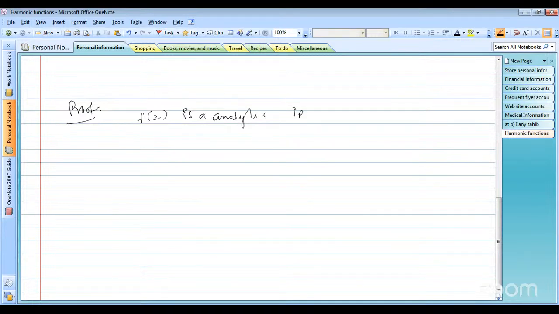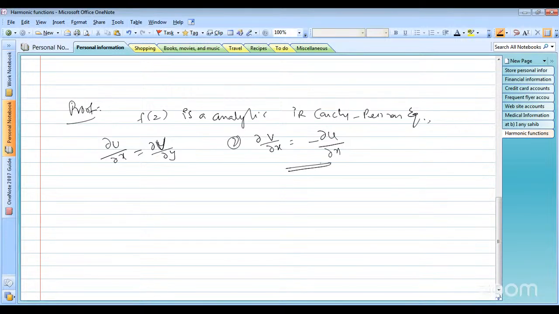analytic in R, we know the Cauchy-Riemann equations. That is, ∂u/∂x = ∂v/∂y, and the second condition is ∂v/∂x = -∂u/∂y. I already told this in yesterday's class also: ∂u/∂x = ∂v/∂y and ∂v/∂x = -∂u/∂y are satisfied in R. So therefore, let u and v have continuous second partial derivatives in R.